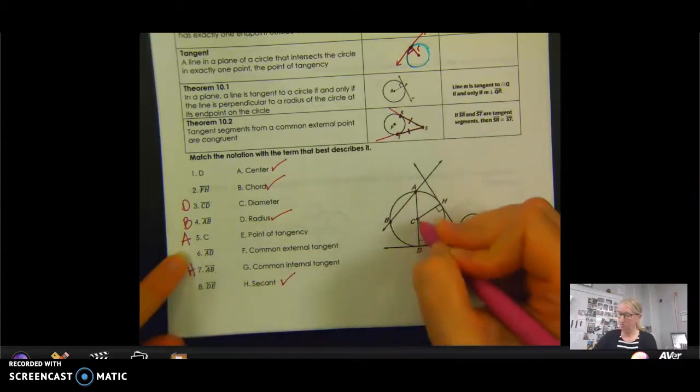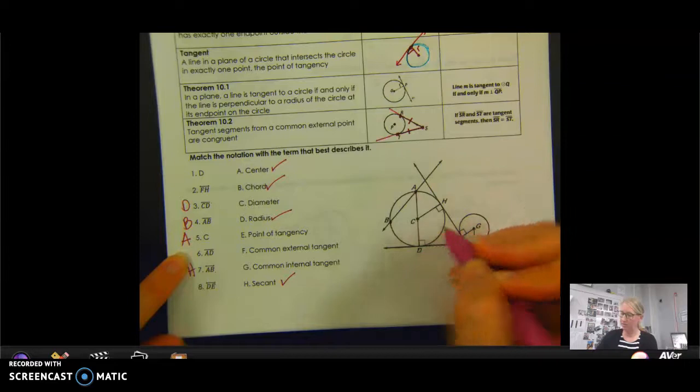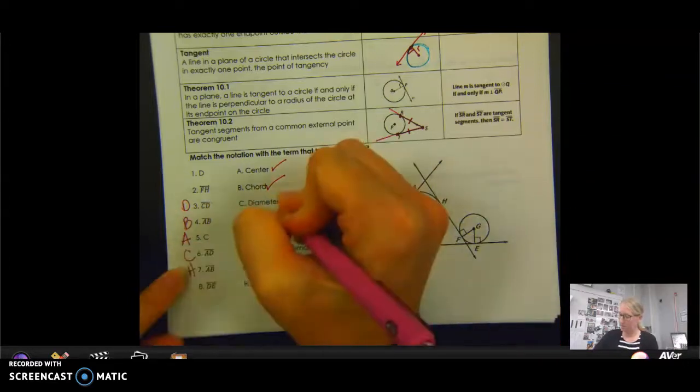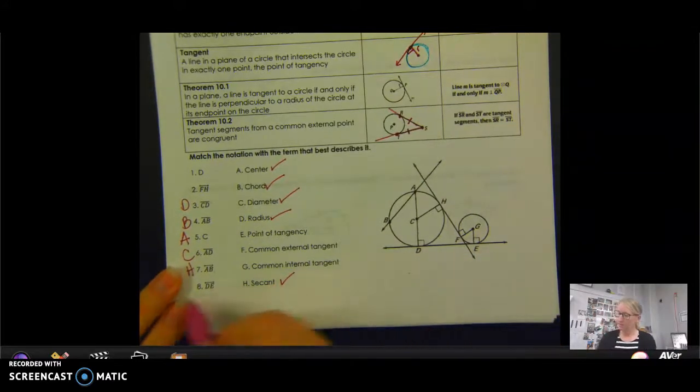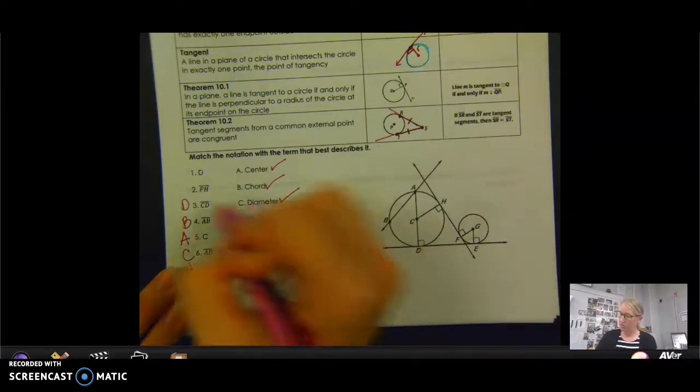A to D goes through the center and it goes from end to end. So that would be a diameter. Okay, D to E. So we have D to E and F to H. So this guy and this guy.